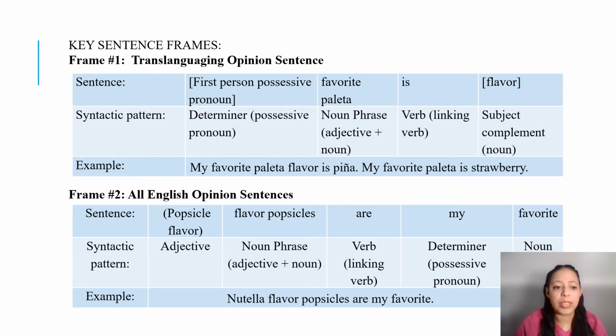The other frame was an all-English opinion sentence, where the syntactic pattern was adjective, noun phrase, adjective plus a noun, a linking verb, determiner, possessive pronoun, and a noun. An example is, Nutella flavored popsicles are my favorite.